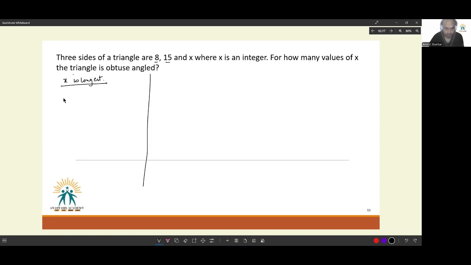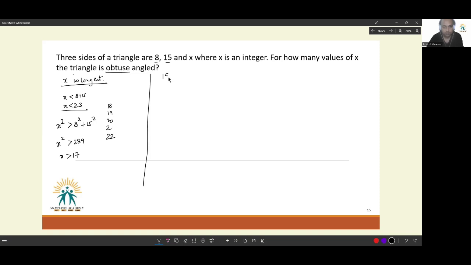First, x has to be less than 8 plus 15, or x has to be less than 23. The other condition, because it is an obtuse angle, is that x square has to be greater than 8 square plus 15 square, or x square has to be greater than 289, or x has to be greater than 17. So what are the acceptable values x can take in this range? It is going to be 18, 19, 20, 21, and 22, less than 23. This is the first case where x is the longest.